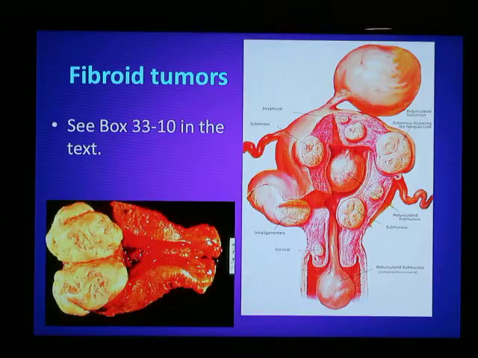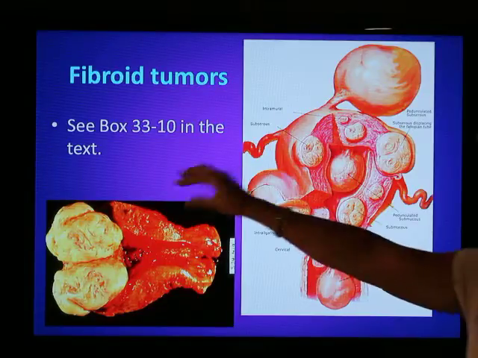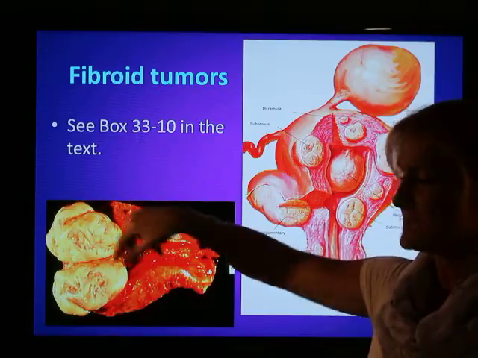Okay, so the uterus can also develop fibroid tumors. I recommend you guys look at box 33.10 in your text.